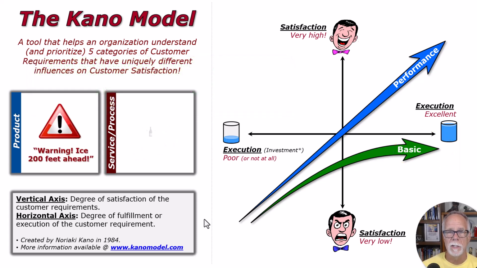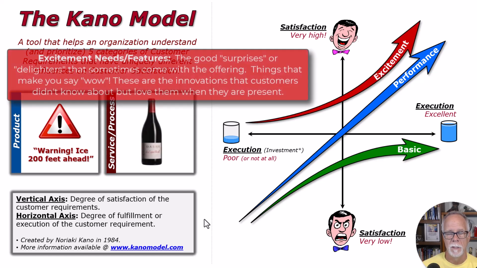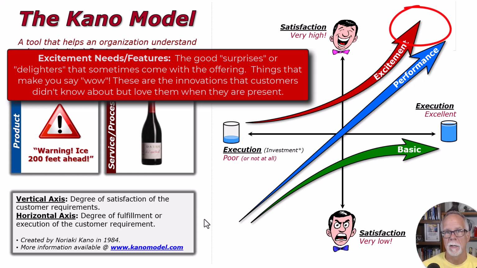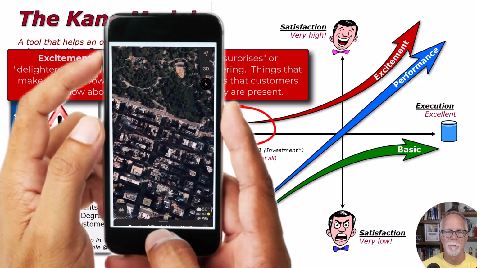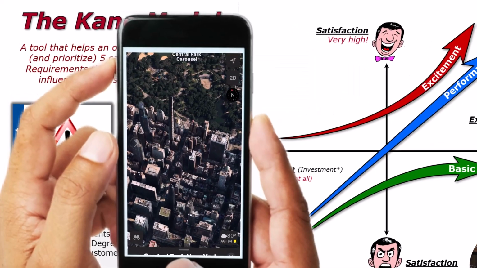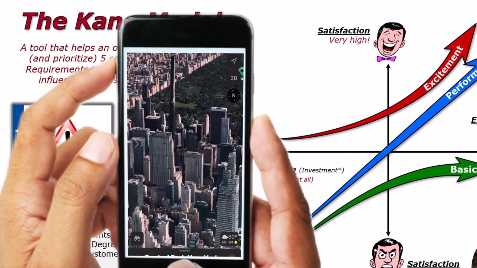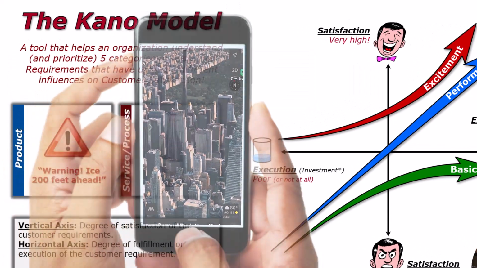The third type of need are called excitement needs. Think of a car that would warn you that there's ice ahead or a pothole and automatically maneuver around it. If you got that, you'd be in the upper right-hand portion of the model. If you didn't get it, you wouldn't be dissatisfied, you'd just be neutral on the left side. One of the best examples of an excitement quality might be the first time you saw 3D on your GPS map system. For me, that was a big wow factor.